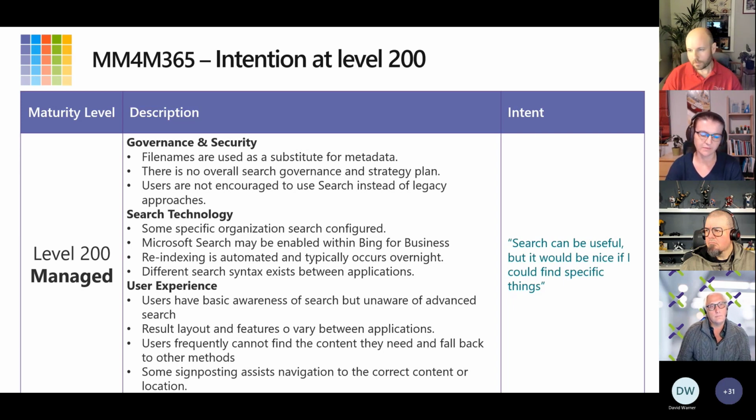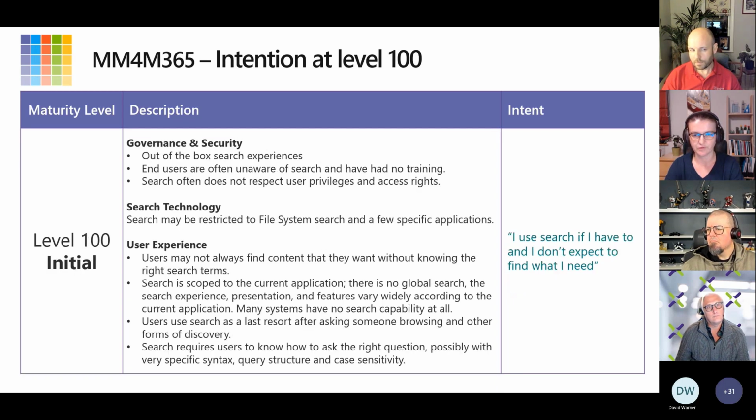Yes, and my experience for level 100 is that in many cases people still don't realize how powerful search can be, so they don't even complain about it. They just don't use it. They ignore it because it's never worked. It's not working now. Why would I care to use it?